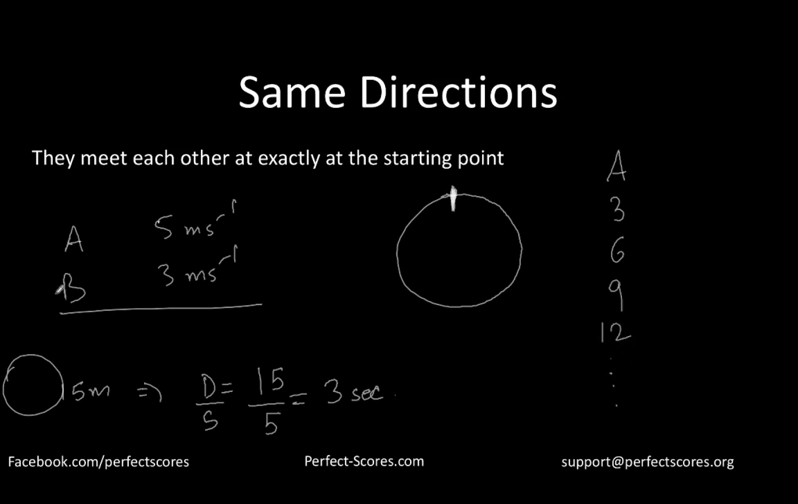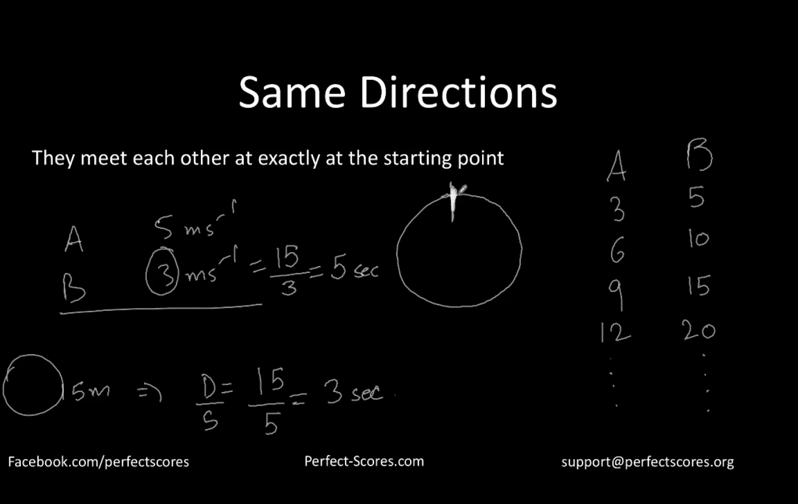And what about runner B? Runner B is actually going to cover it in 5 seconds because his speed is 3 and distance is 15. So 15 divided by 3 is actually equal to 5 seconds. So runner B is actually going to be here every 5 seconds, isn't it? He's going to be here 5 seconds, 10 seconds, 15 seconds, 20 seconds, and so on.